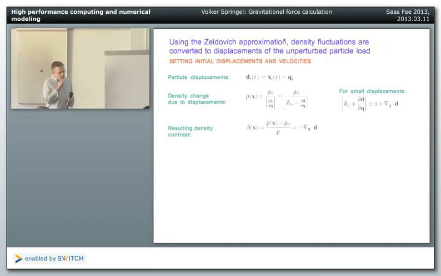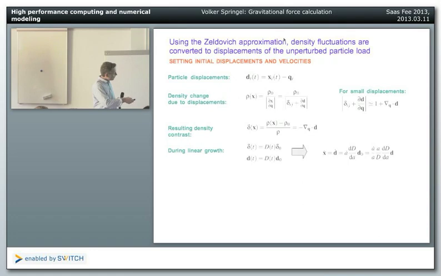So this you can relate to the density contrast. The density contrast will then be minus the divergence of the displacement. And in linear growth, you can realize that displacement will grow proportional to some initial displacement, d0, with time, with the growth factor, proportional also to the density fluctuation. So both of those things grow with the same factor in first order linear theory.